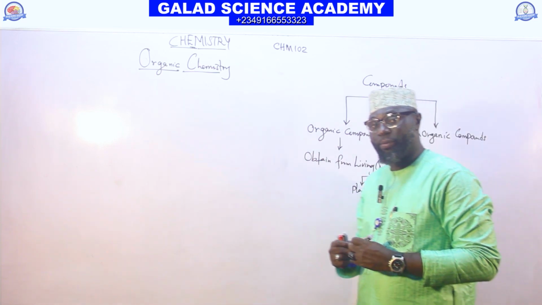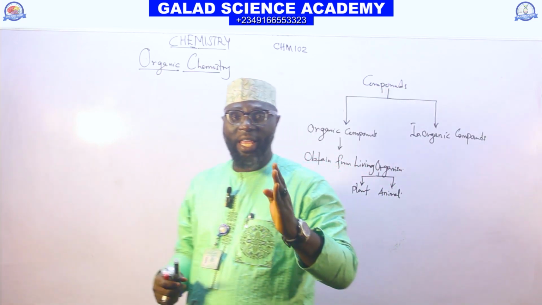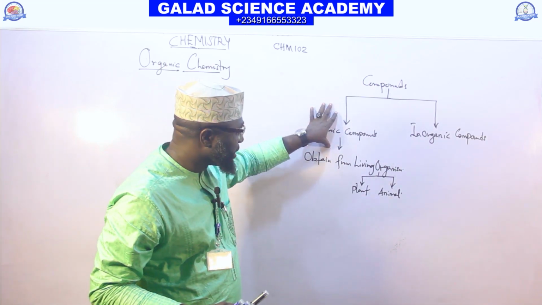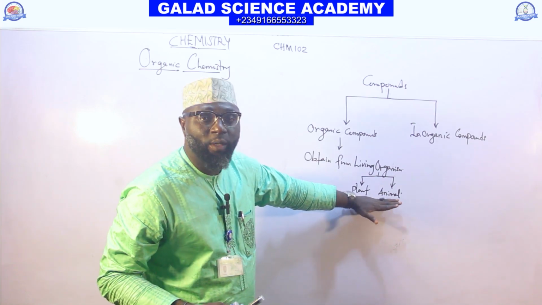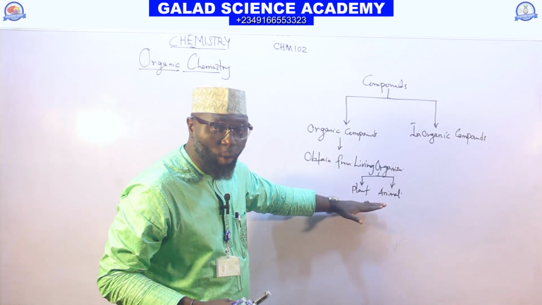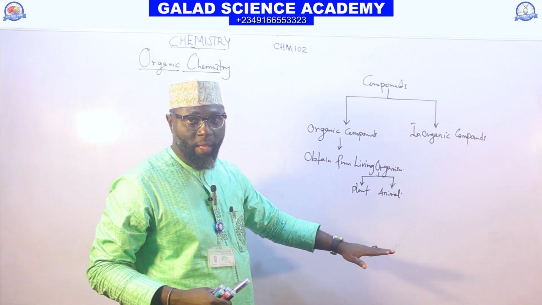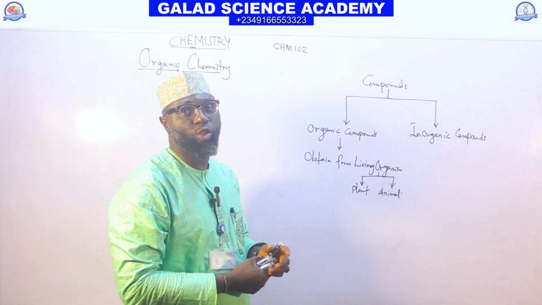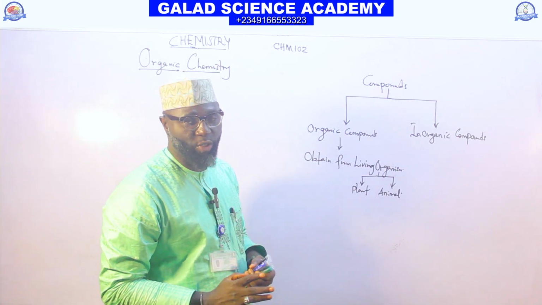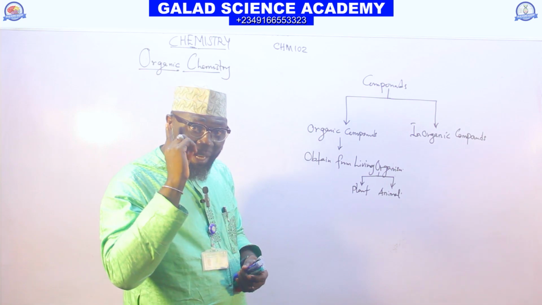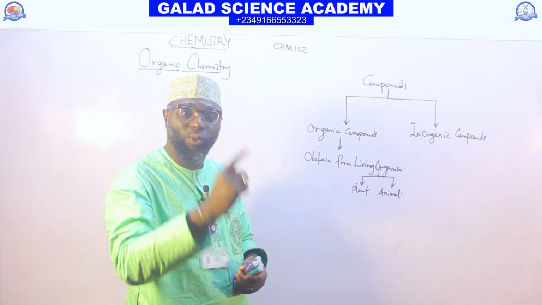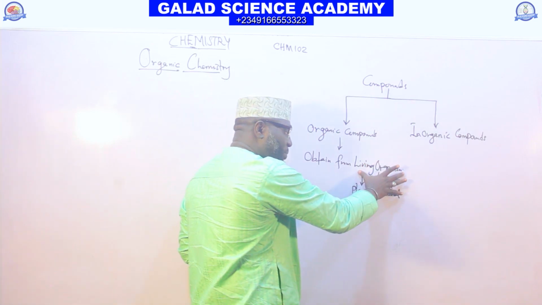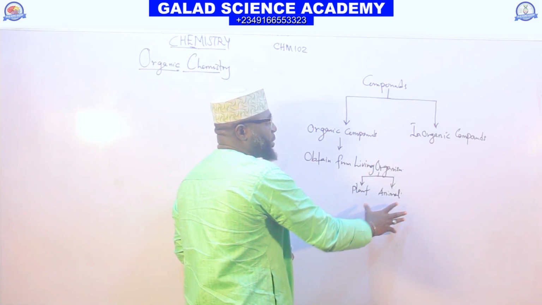In the early days, they believed that we can get organic compounds from living organisms, either plants or animals, and that we can never synthesize or produce organic compounds in the laboratory. Their belief is that the only means to get organic compounds is from living organisms, which is plant or animal.